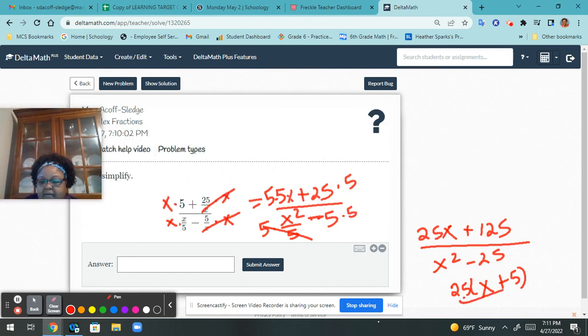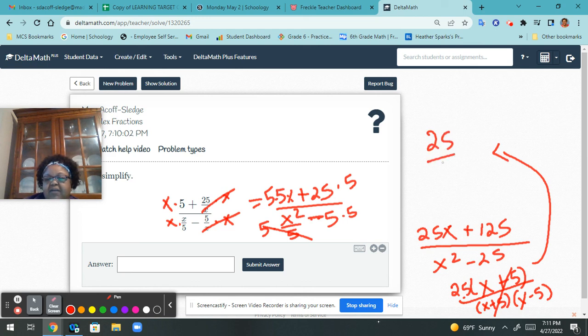And then here, x squared minus 25, of course, is x plus 5 times x minus 5. Those cancel out. So I'm going to go up here and write, so I'm left with 25 over x minus 5.